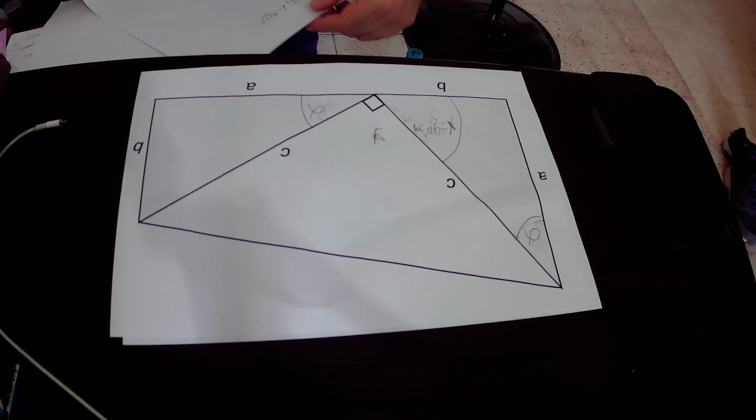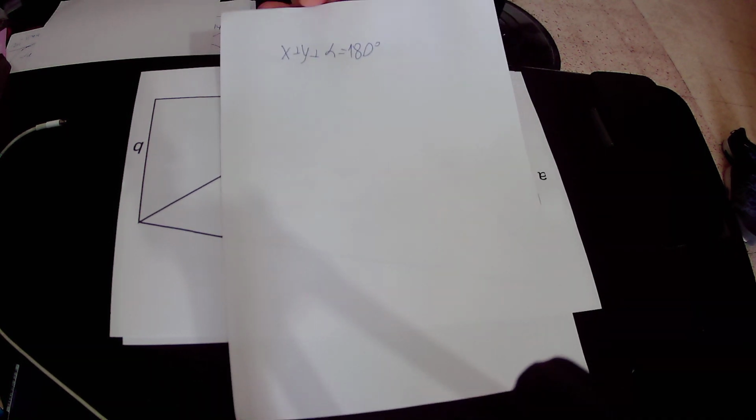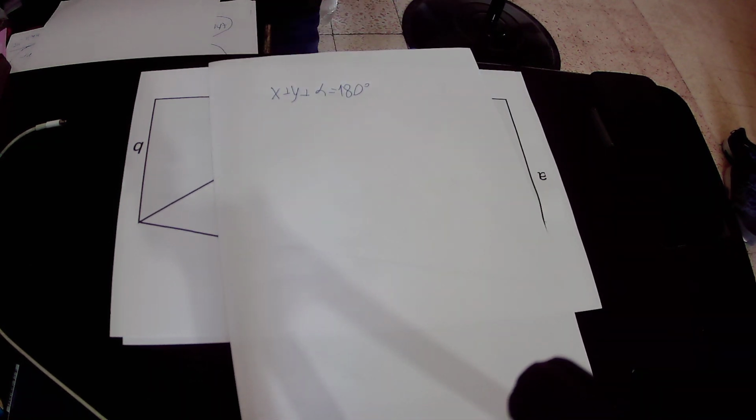That is a very simple rule: every straight line has two sides, and the sum of the total angles around a straight line is 360 degrees, and the sum of the angles on one side of the straight line is 180 degrees. So x plus y plus alpha equals 180 degrees.